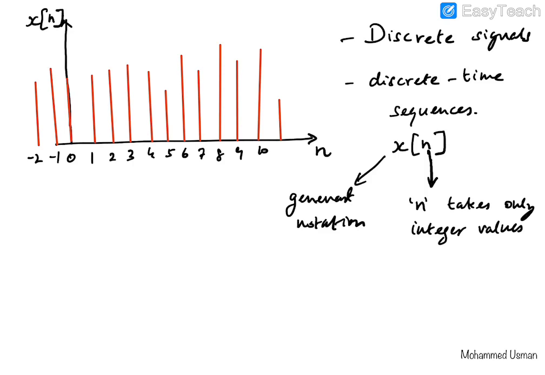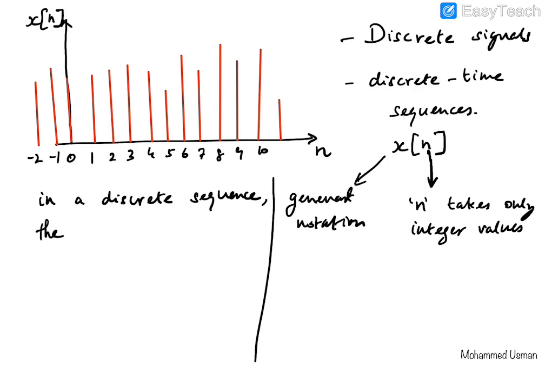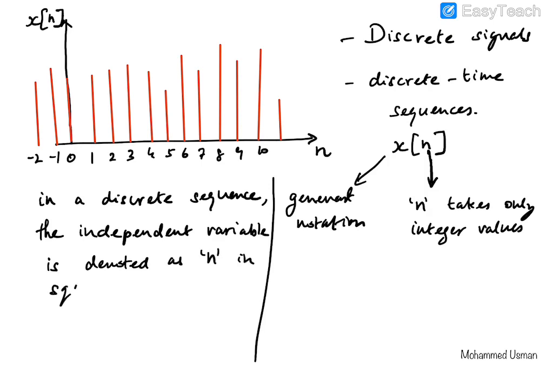So the independent variable n, so in a discrete sequence, the independent variable is denoted as n in square brackets.